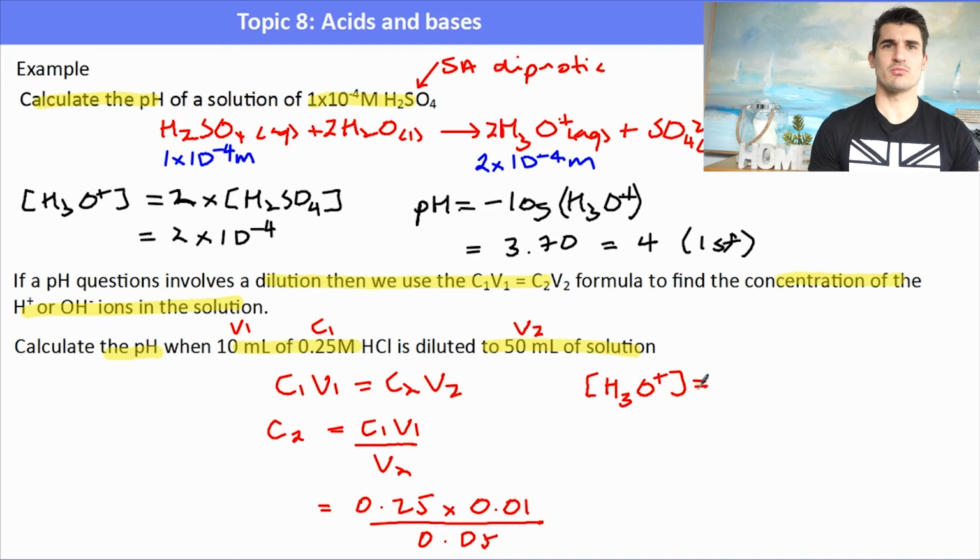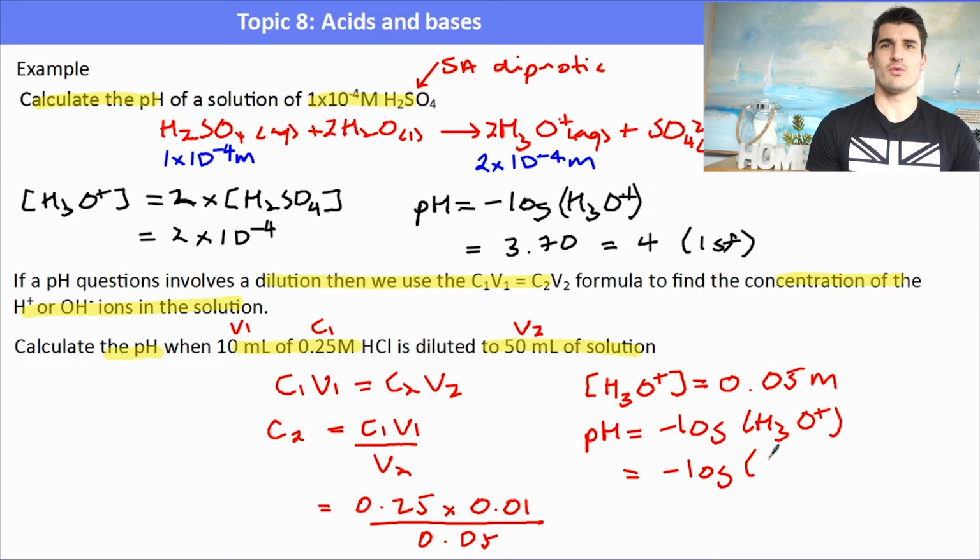Now we've got the H3O plus concentration, we can now work out the pH by doing the negative log of H3O plus. That gives us a value of, can't do logs in my head, so I need the calculator. That will give me the value of 1.3.